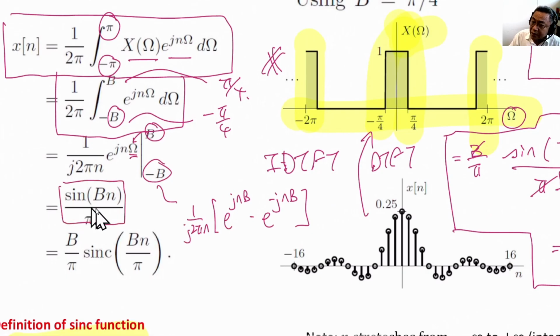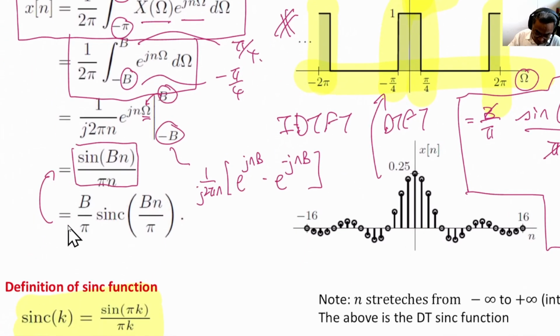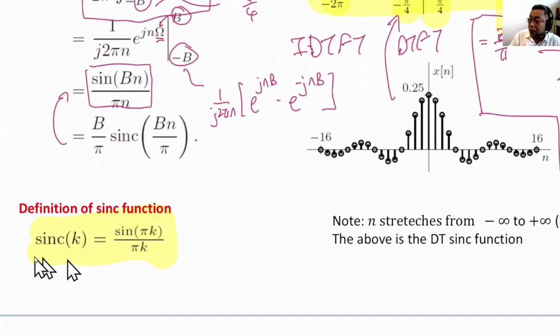Now, we can leave the answer like this, but sometimes we prefer it to be in a sinc representation. So in this step, let us work from this step to this step and see that they are the same. To do this, please remember the sinc function is defined like this. Sinc(k) is sine pi k divided by pi k. So the pi is introduced into this variable k.